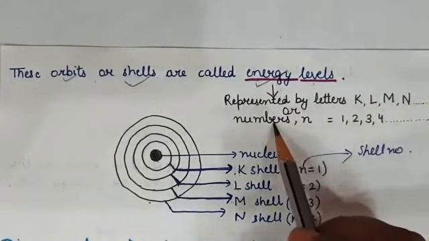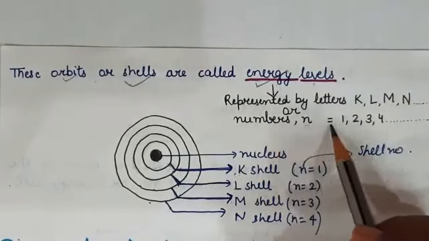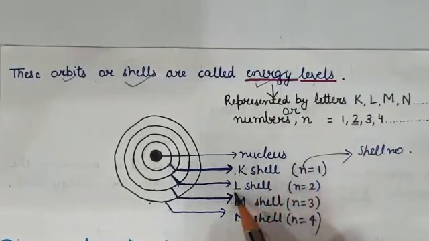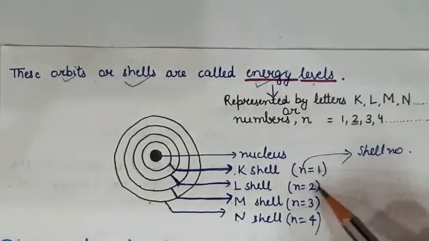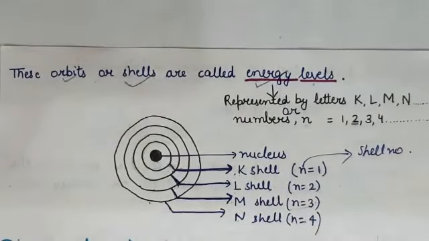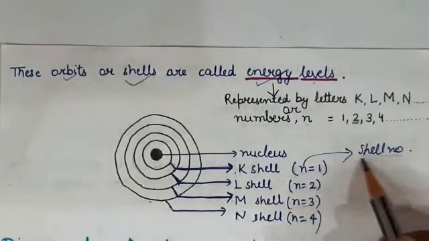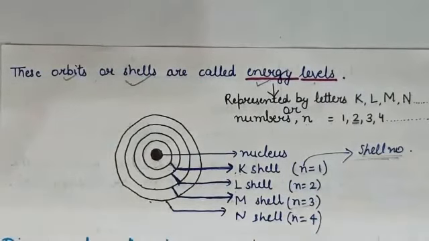Or they are represented by numbers, where n equals 1 for the K shell, n equals 2 for the L shell, n equals 3 for the M shell, n equals 4 for the N shell. That means first shell, second shell, third shell, fourth shell. The n represents the shell number. So this was about Bohr's model.